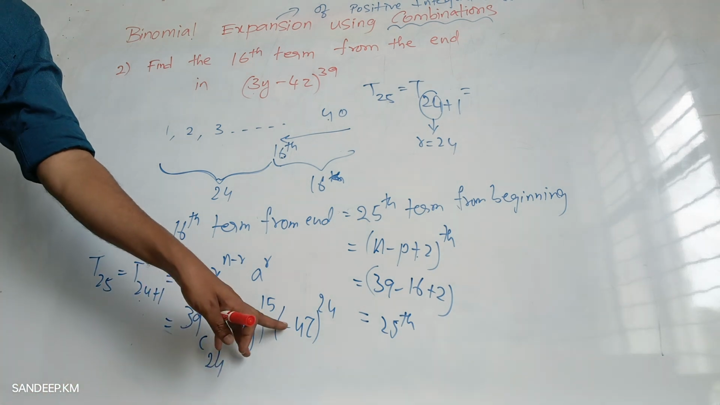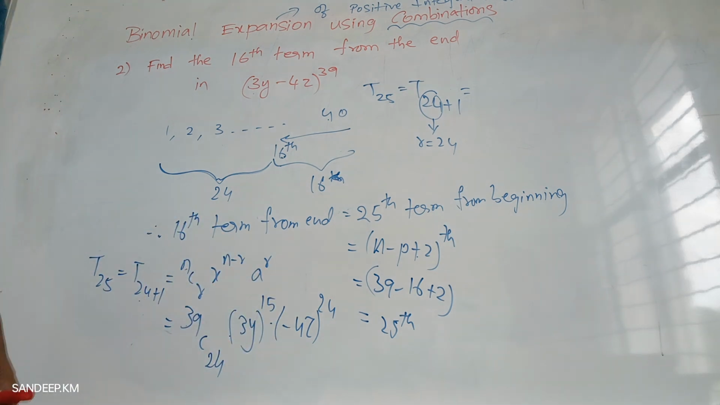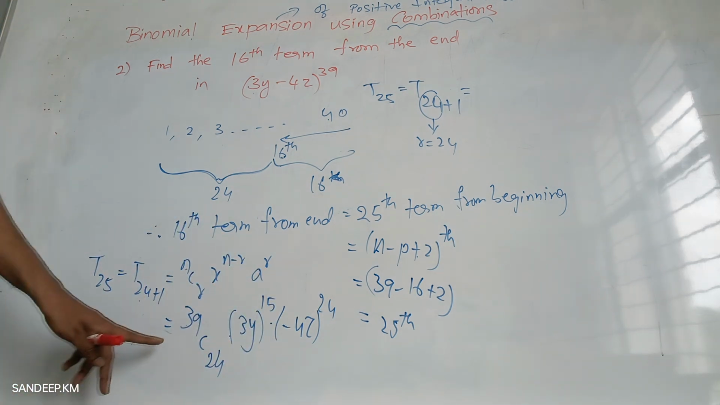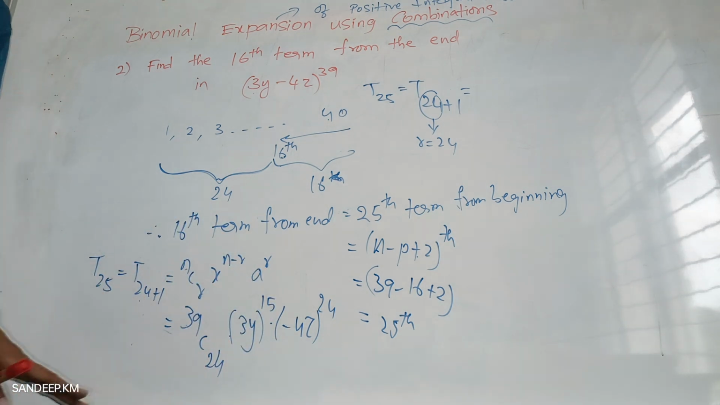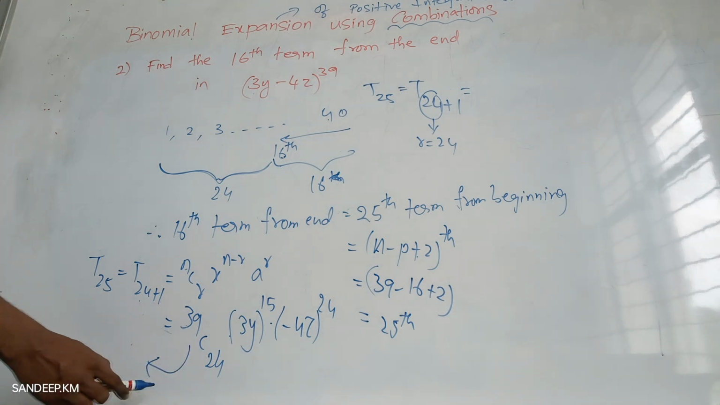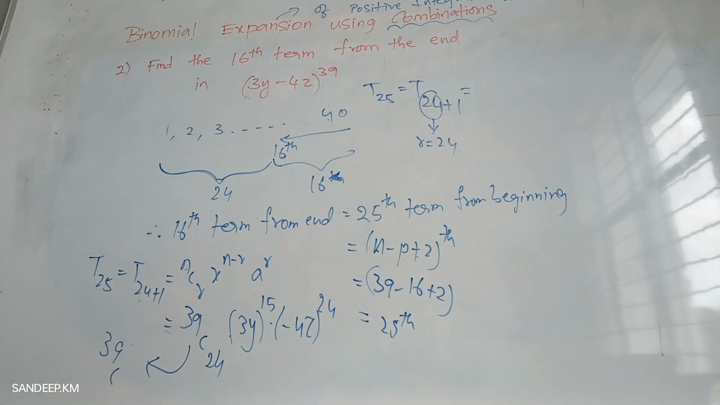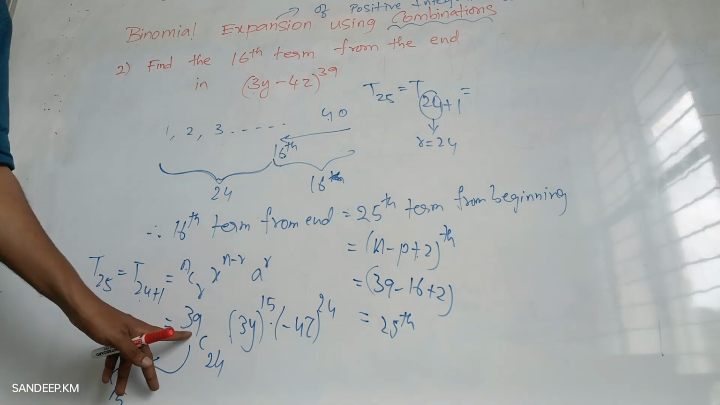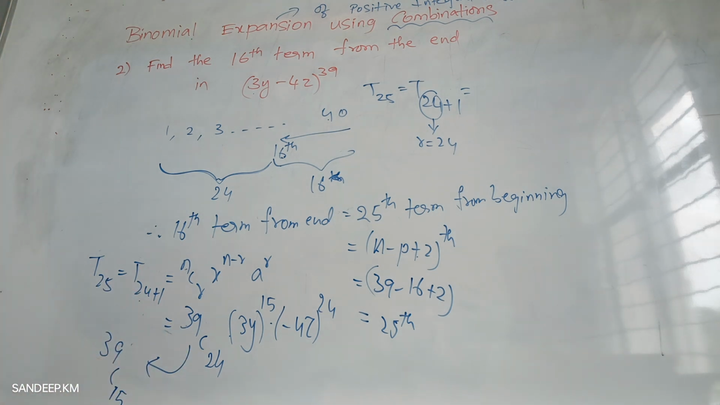Sometimes in answers, minus power 24 will be taken as plus. And sometimes in answers instead of 39C24, you will find 39C(39 minus 24). 39 minus 24 means what? 15. Remember this, dear students. Sometimes in options, instead of 39C24, you will find this, particularly in more than one correct type of answers.